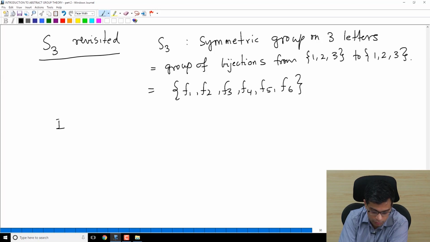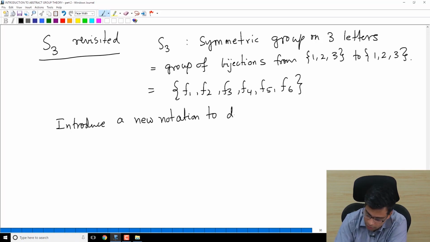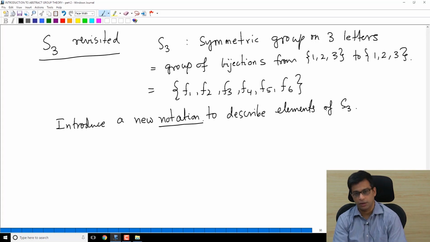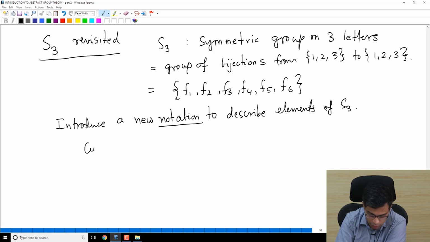So I want to introduce a new notation to describe elements. I want to use a notation which is useful to understand what that element is doing, because here I have no idea what F2 does, no idea what F3 does. So my notation, immediately looking at it, I need to know what it does as a function, and I also don't want unnecessary information. So let me introduce this. This is called the cycle notation.